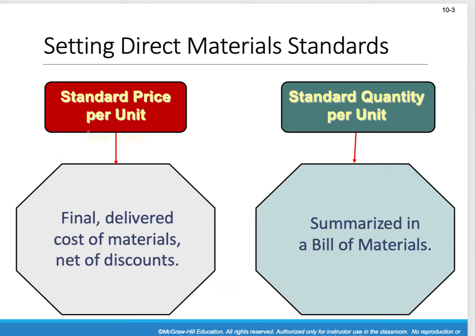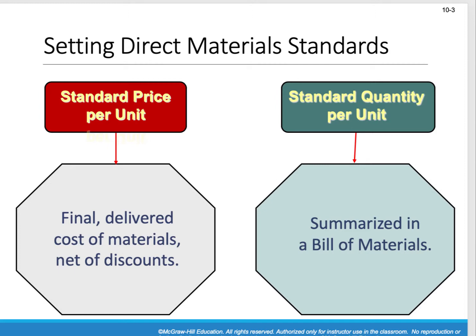So let's look first at setting direct material standards, okay? So in order to set the standards, we need the standard price per unit and we need the standard quantity per unit, right? We need those two things. Where does the standard price per unit come from?